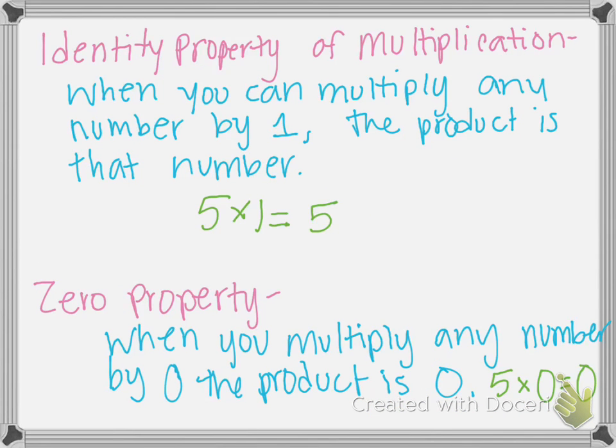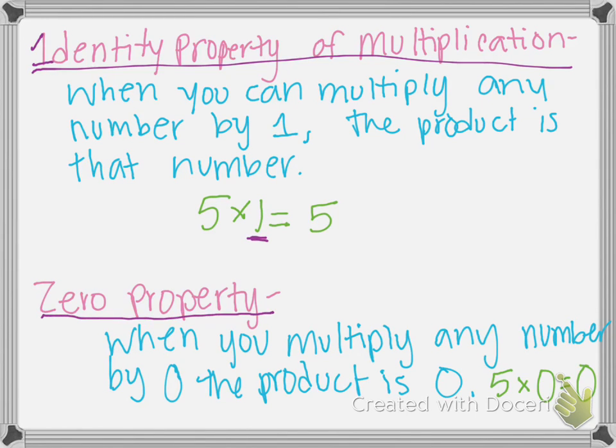The next property is the identity property of multiplication. The identity property of multiplication is when you multiply any number by 1 and the product is still that number. So anytime you see a 1 in a multiplication problem, you know right away it's the identity property. How I remember that is, identity, the I could also look like a 1. So that's one way to remember it.